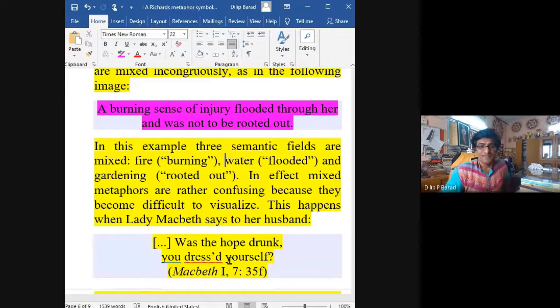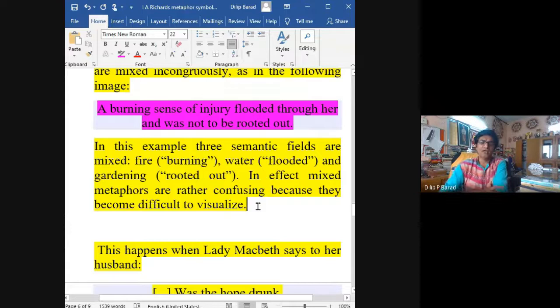Gardening. In effect, mixed metaphors are rather confusing because they become difficult to visualize. We can't visualize this image in a very clear way. We can have a kind of vague feeling, but we can't actually get to the tenor through the vehicles. Burning is the vehicle, flooded is the vehicle, rooted out is the vehicle.